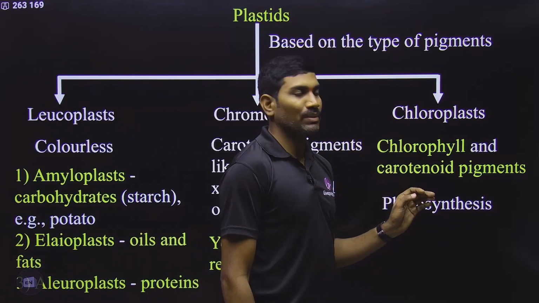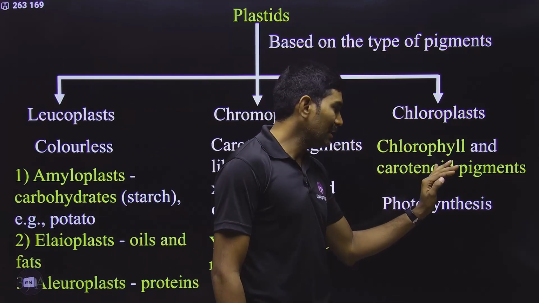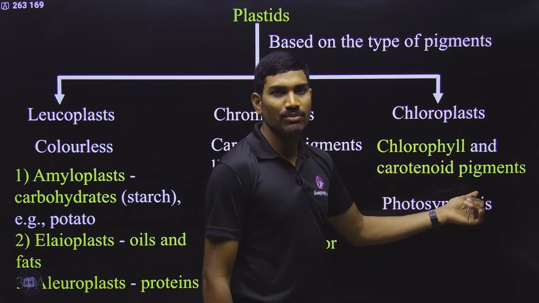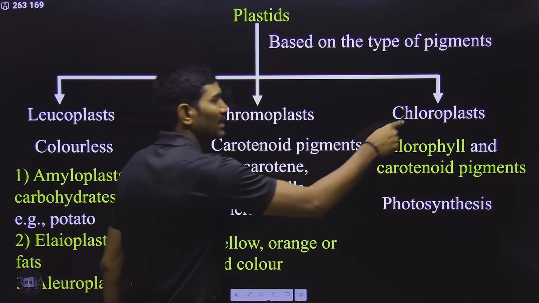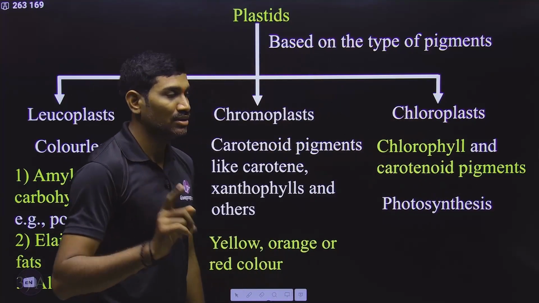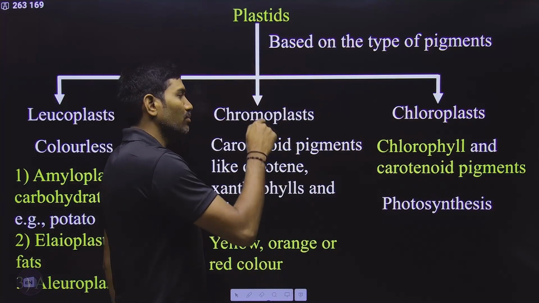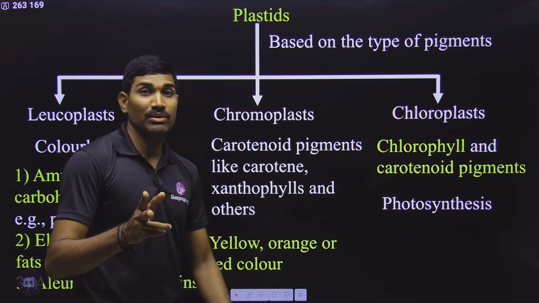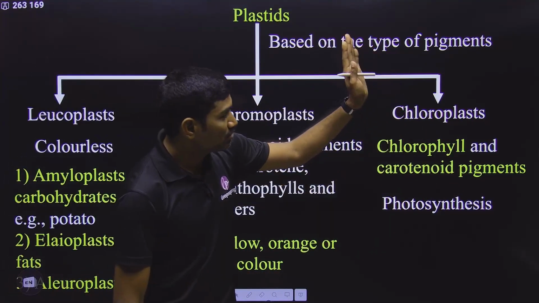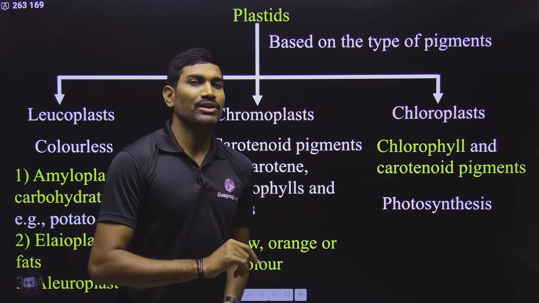Finally, come to the chloroplast. Chloroplast has chlorophyll and also some carotenoid pigments. So carotenoid pigments are present in both chromoplast and chloroplast. Please remember this. Both of them have this, but chlorophyll is present only in the chloroplast. This is one important point.